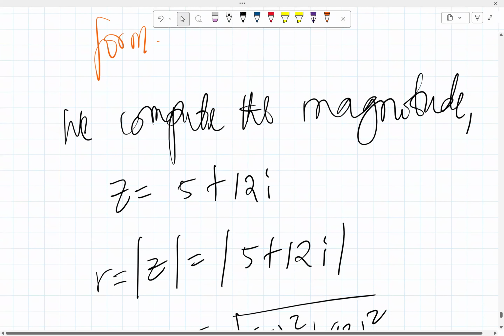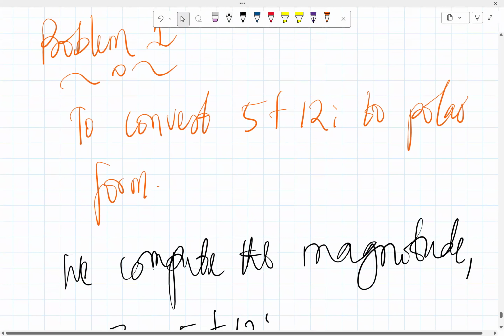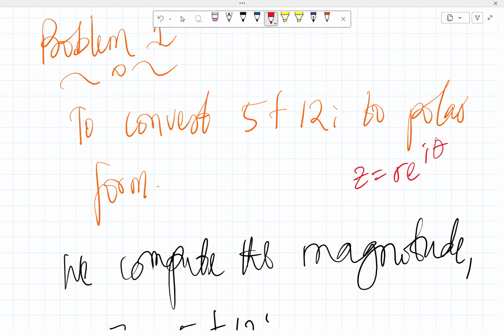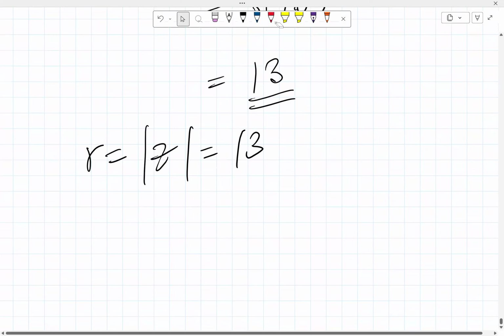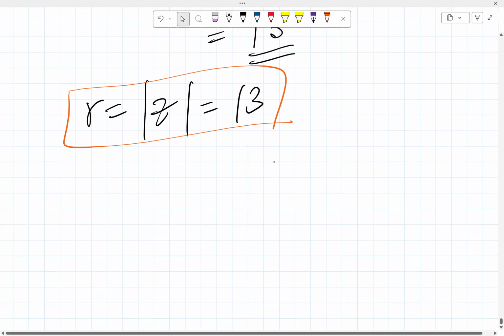The next thing we want to do is to compute the argument. We already know that the polar form of z is r e raised to i theta. So we need r and we need theta, and then we'll be fine. That's the idea of polar form in general. r is already computed, so the next thing we need is to find theta.